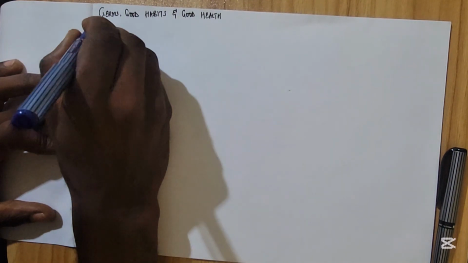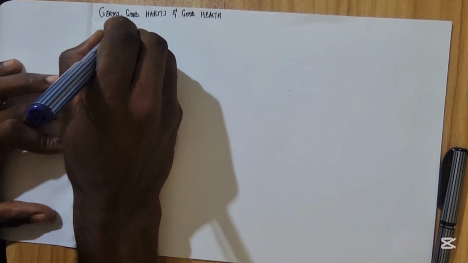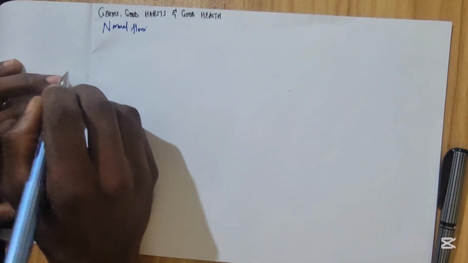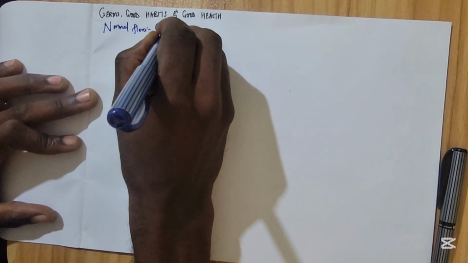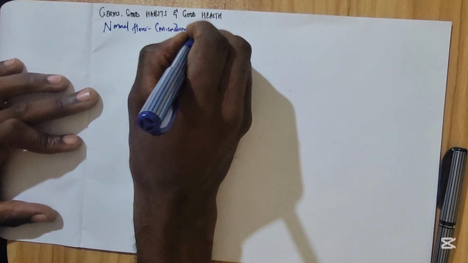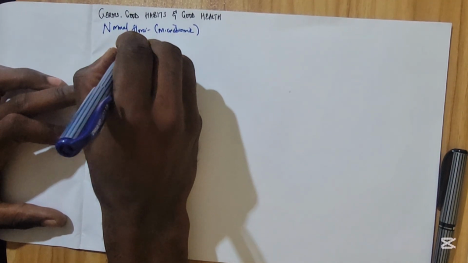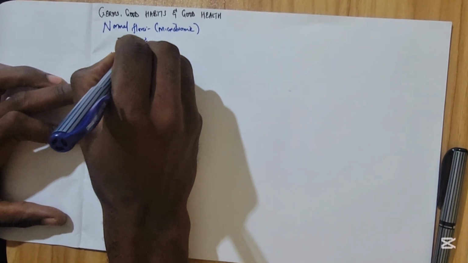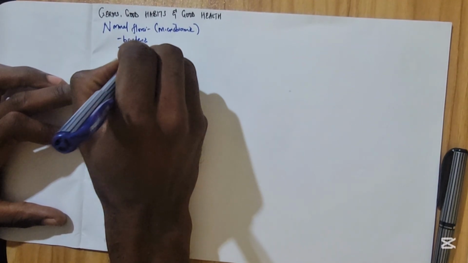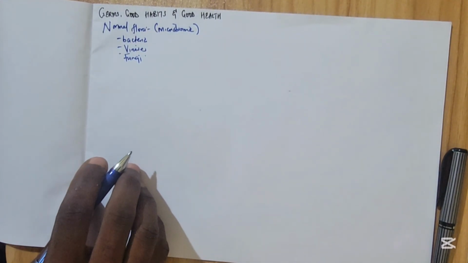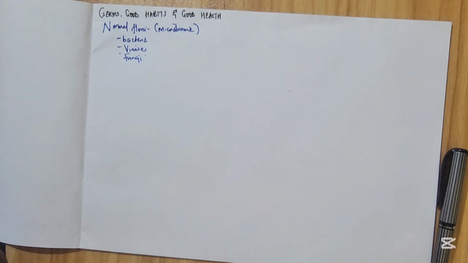These germs are commonly known as the normal flora. They make up the microbiome of every individual. These include bacteria of different kinds, viruses, and fungi of different kinds that inhabit inside our body and all over the surface of the skin of our body.